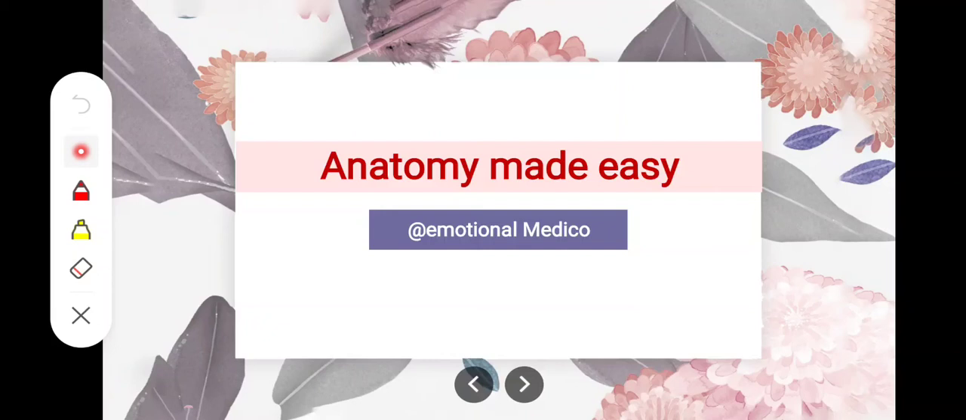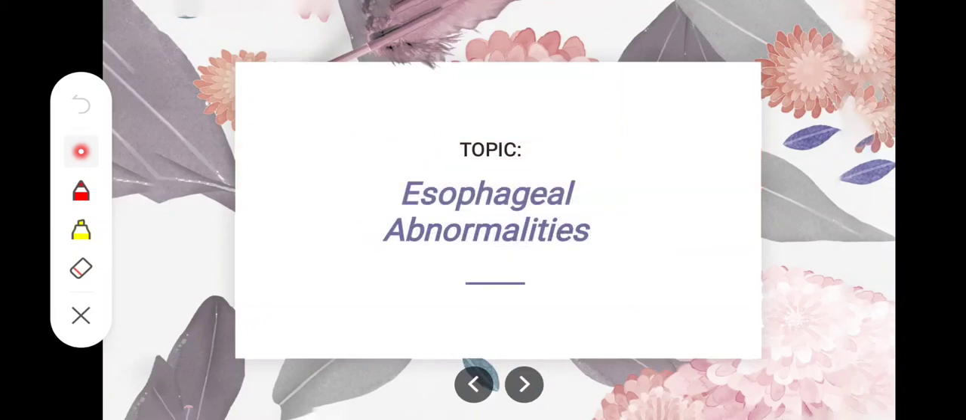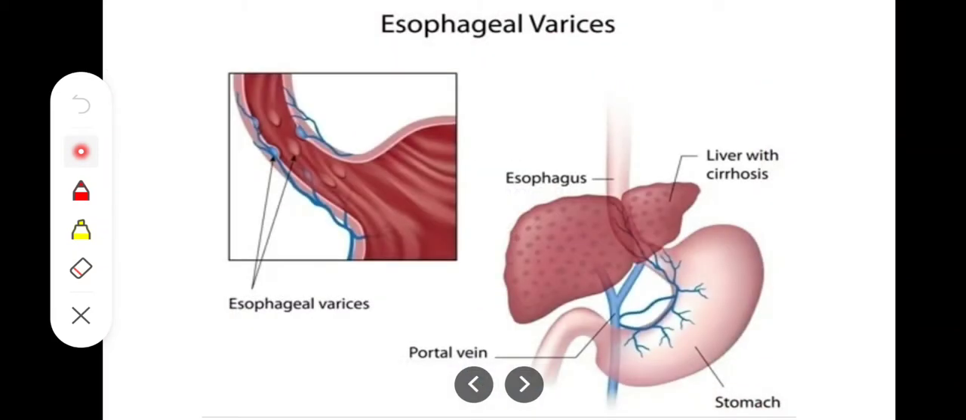Okay, so Assalamu alaikum. In this video, we'll take a look at the clinical conditions associated with the esophagus. The first one is the esophageal varices.